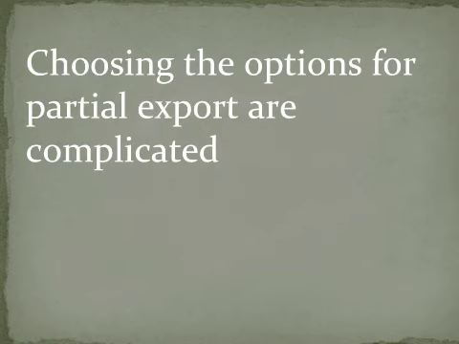Choosing the options for partial export is complicated. If you're satisfied with the settings in the dialog box, all you have to do to create the GEDCOM file is click Export. You'll be asked to give the file a name and to save the file to your computer. The file will be saved on your computer's hard drive in whatever location the program is saving its data files. Remember the name of the file because you may have to go looking for it.